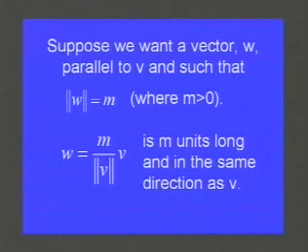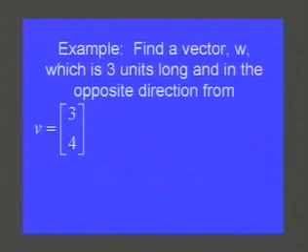What if I wanted the opposite direction? I just multiply by a negative, right? Okay, and that's what we're going to do in this example. Find a vector w which is 3 units long and in the opposite direction from 3, 4.